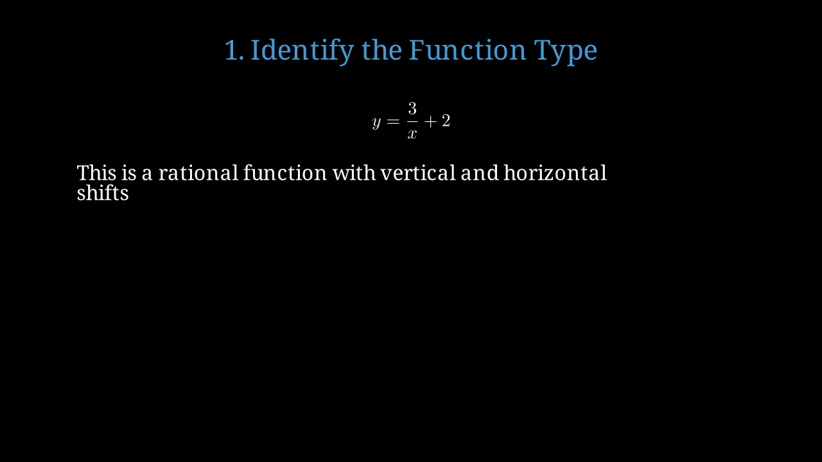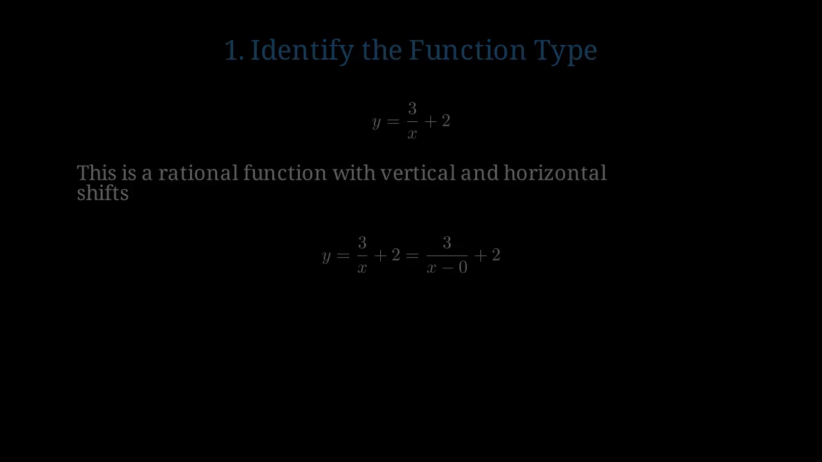First, let's identify what type of function we're working with. Our function is y equals 3 over x plus 2. This is a rational function that's been transformed from the basic reciprocal function. We can write this as 3 over x minus 0 plus 2 to see the transformations more clearly.